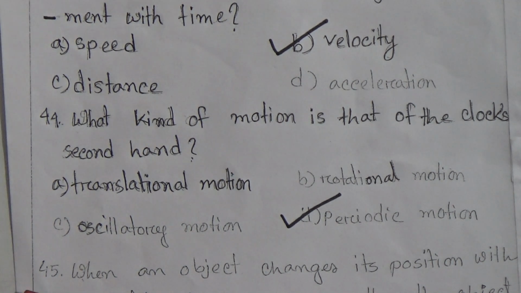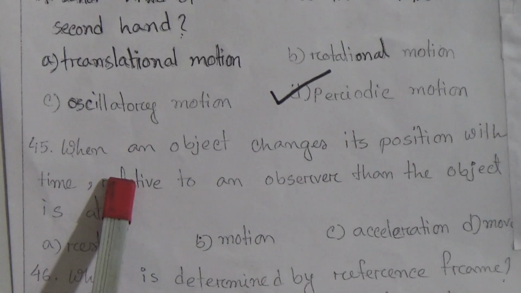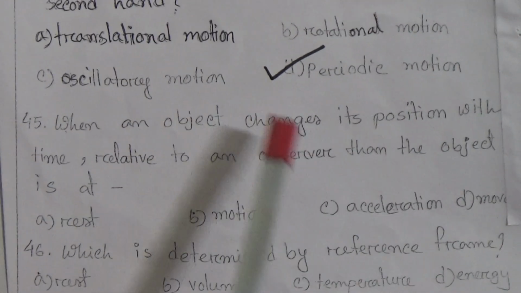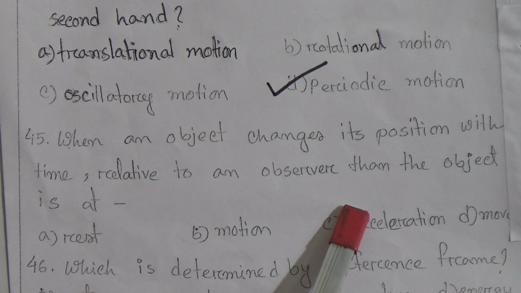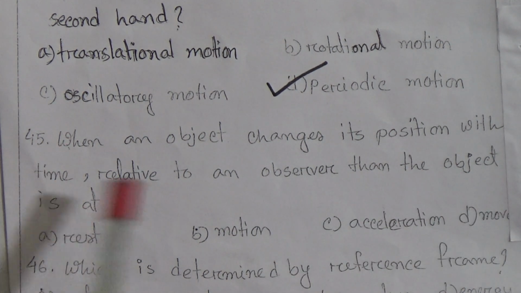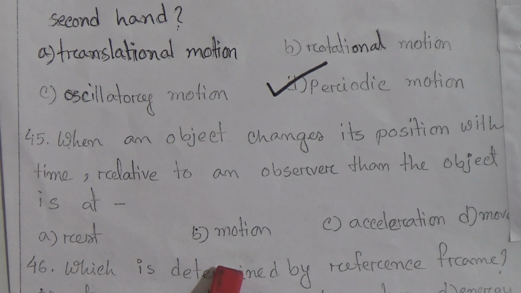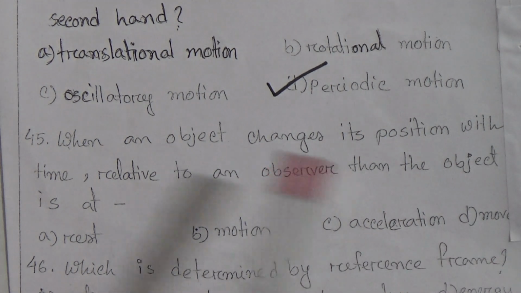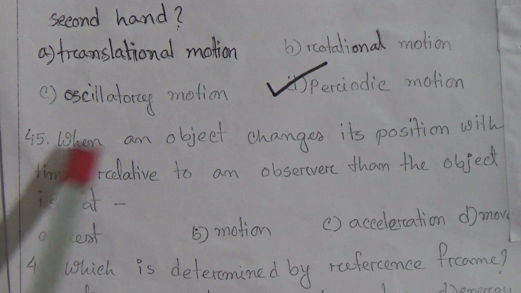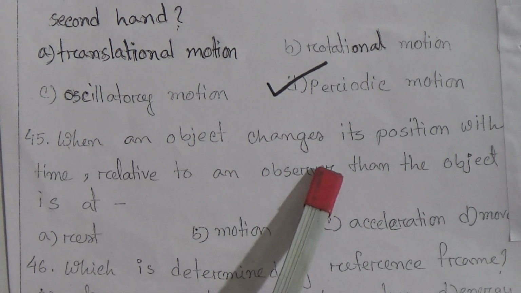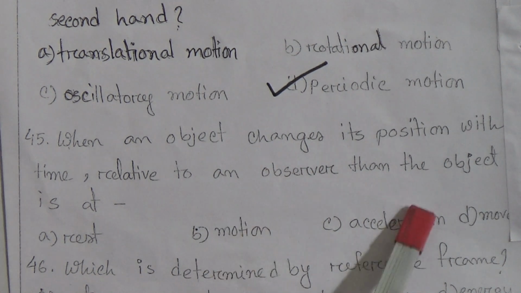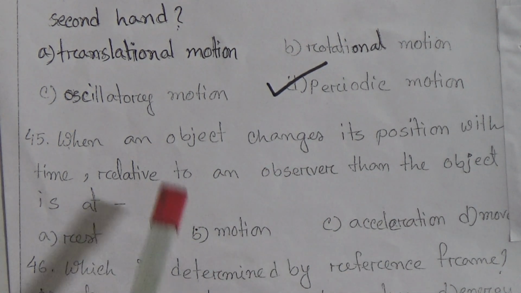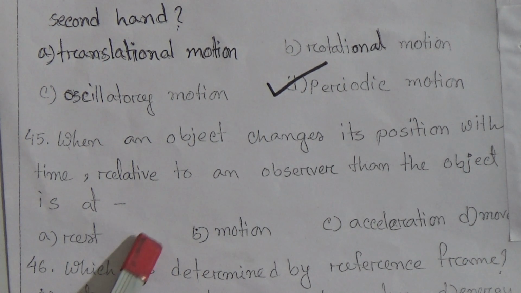Now next question, number 45. When an object changes its position with time relative to an observer, then the object is at option A rest, option B motion, option C acceleration, option D move. Dear students, I am repeating again. When an object changes its position with time relative to an observer, then the object is called motion. We know what is motion.